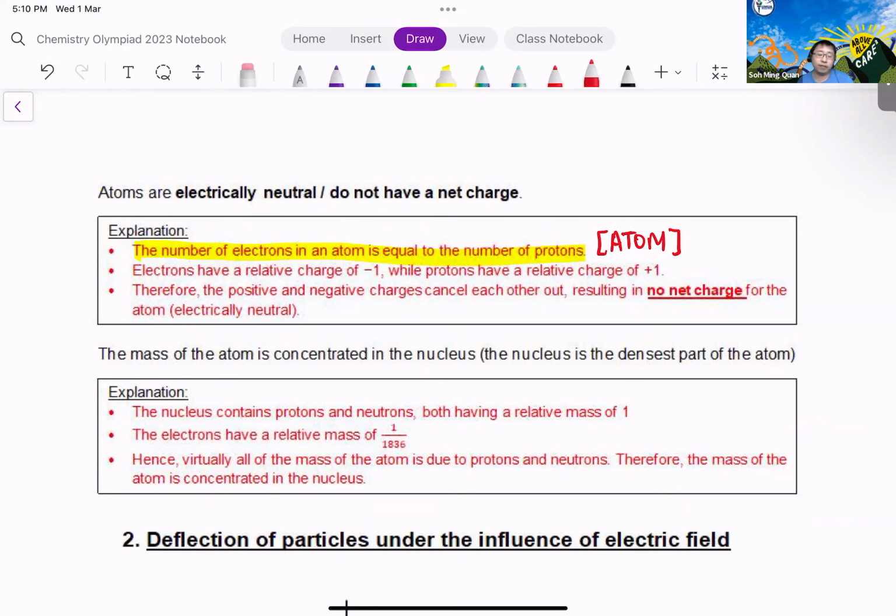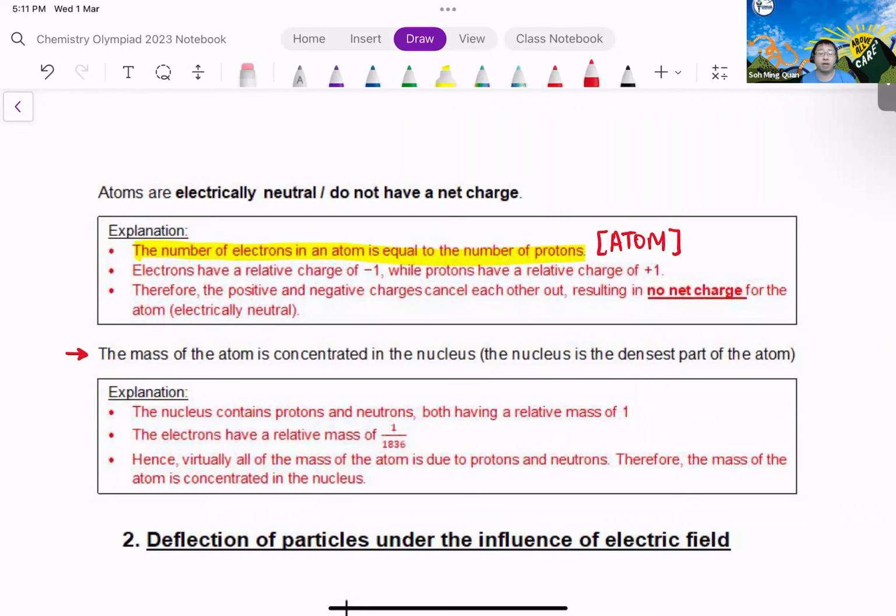Next, we often say the second property, the mass of an atom is concentrated in the center, the nucleus. Why? So if you think back, the nucleus contains protons and neutrons. Protons and neutrons have a relative mass of 1. Protons and neutrons are heavier than electrons. So virtually all the mass is due to the protons and neutrons. Therefore, we say often that the mass of an atom is concentrated inside the nucleus, in the center.